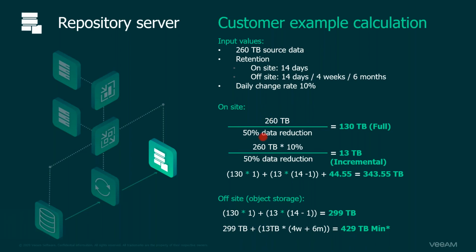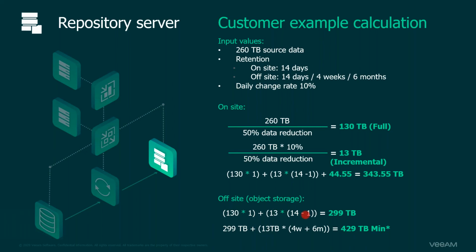260 terabytes with a 50% data reduction tells us that we'll have approximately 130 terabytes for a full backup, and 10% of that will be 13 terabytes for our incrementals. You can see that calculation there. For our total restore points, our full backup, 130 times 1, plus our incrementals, 13 terabytes times 13 restore points, because our first restore point is the full, plus our workspace, which we'll get to with the buckets example on the next slide, tells us we need 343 terabytes. Now, offsite, we're going to need the same thing, right?